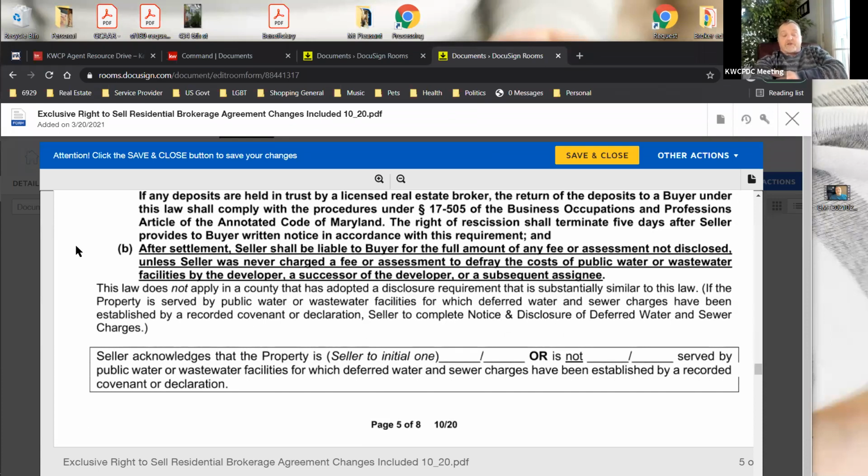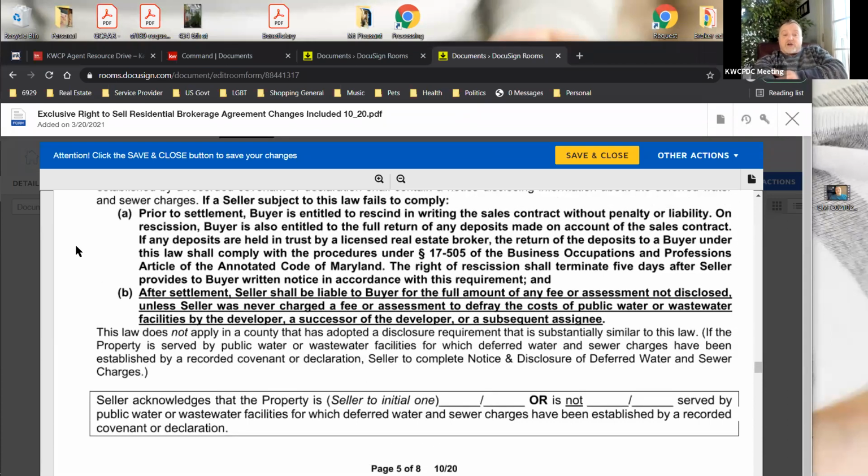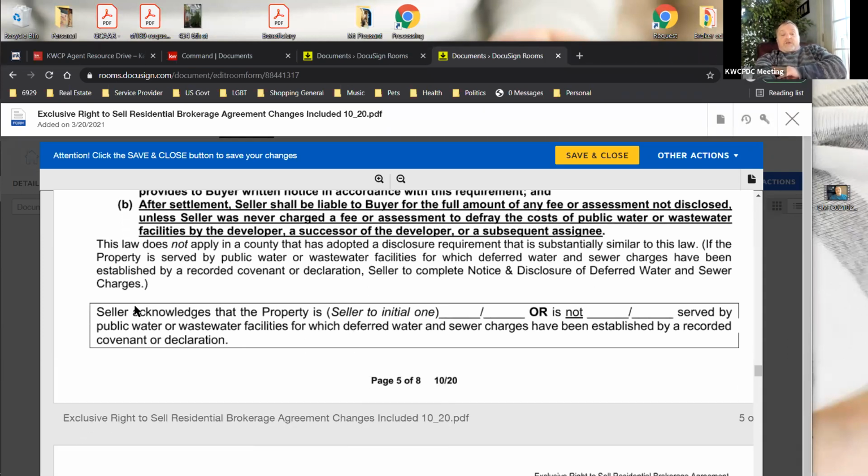Okay, so basically all of what I just described is what is covered here in this section. If you really want more information, feel free to look at this reference to the law. So Google this symbol, 17505, Business Occupations and Professions article of the Annotated Code of Maryland. You can Google that and get further answers on your questions.